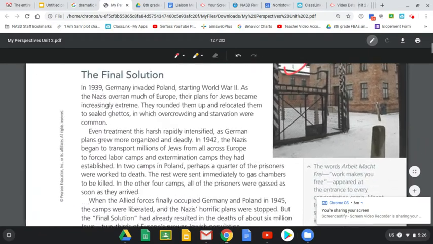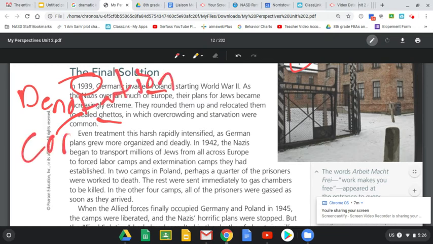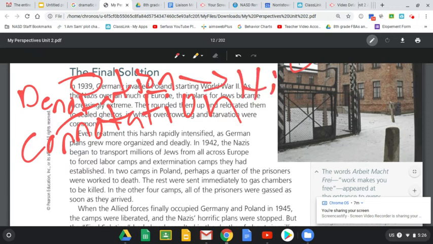Okay. The final solution. 1939, Germany invaded Poland, starting World War II. As the Nazis overran much of Europe, their plans for Jews became increasingly extreme. They rounded them up and relocated them to sealed ghettos, in which overcrowding and starvation were common. Ghetto has a different connotation today, but this is one of those moments where denotation and connotation, right, the life of the word, have a lot to say to one another, right? Especially since denotation will often involve the history of the word. Okay, so it's something to think about.